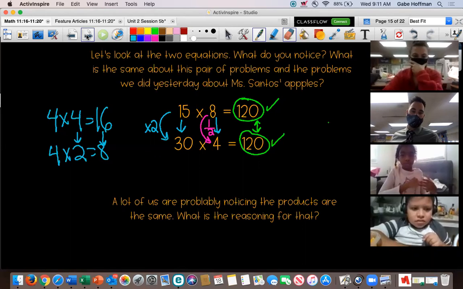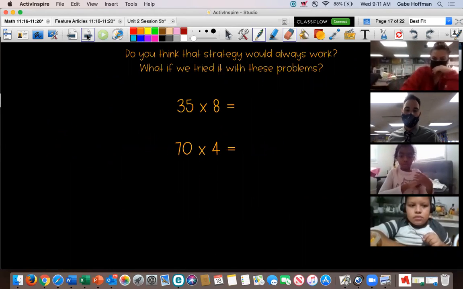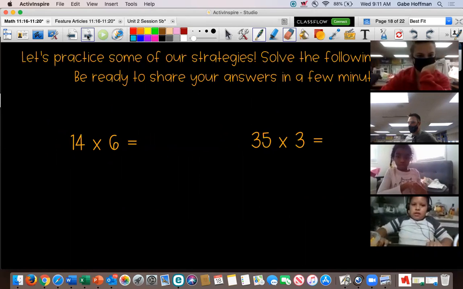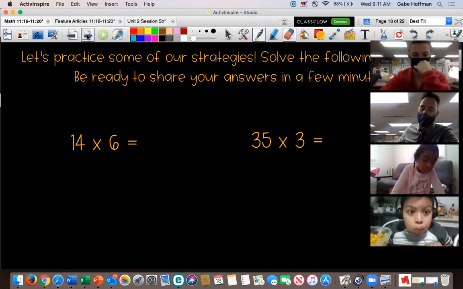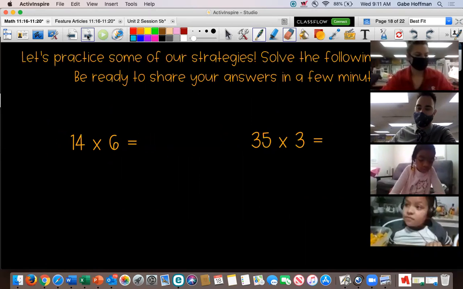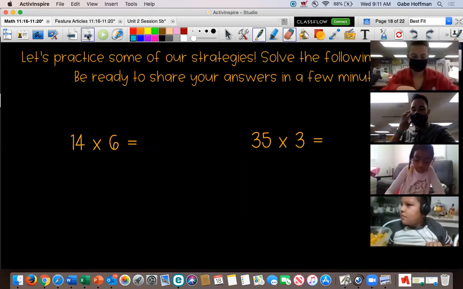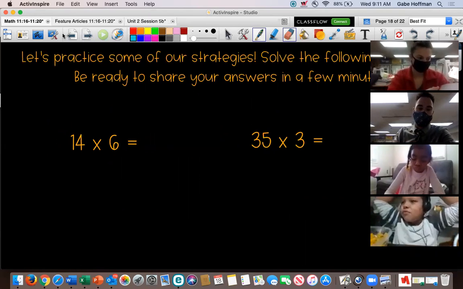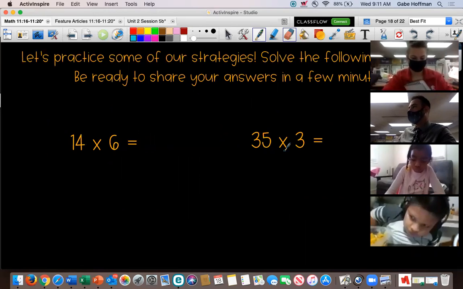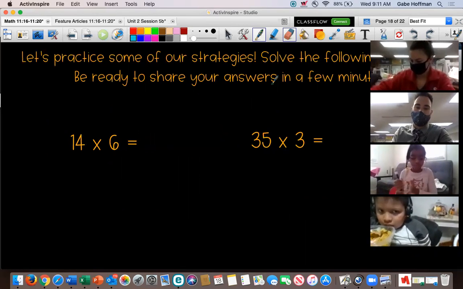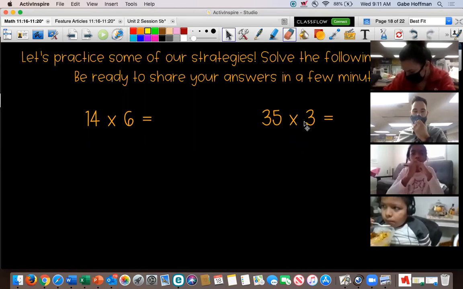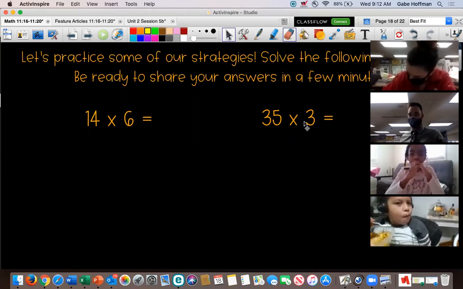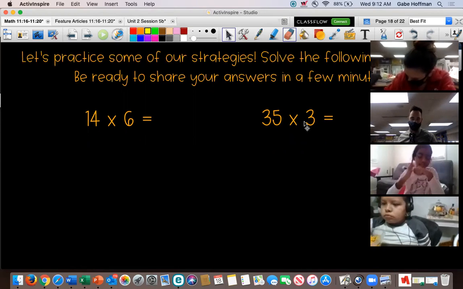Moving along, I want to talk about some of the strategies you guys have used for larger multiplication problems. We're going to look at 2 examples, 14 times 6 and 35 times 3. I want you to take 5 minutes right now. On your whiteboard, I want you to solve 14 times 6 and 35 times 3. Then we're going to come back and share our strategies before we go off to take the quiz. Go. You got 5 minutes.